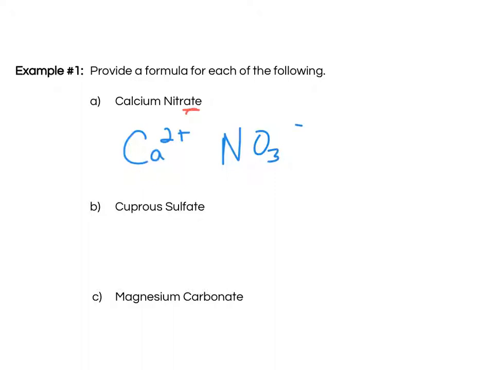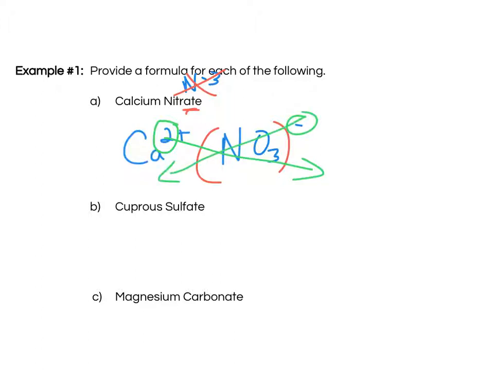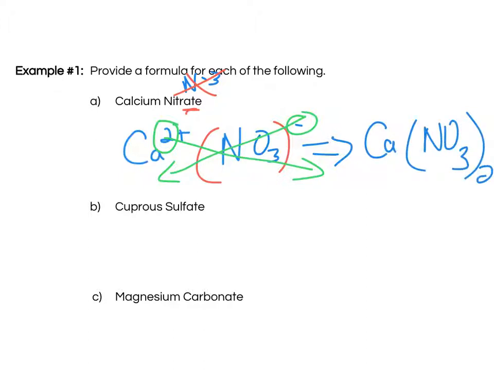So this is not going to be N with a 3 minus. It's different than that because the ending is ate. That tells me that I have nitrate. So I'm going to put brackets around my polyatomic ion, and then I'm going to cross down the charges. And finally, that will result in me having Ca(NO3)2. And I'm done. All right, so let's try the next example.